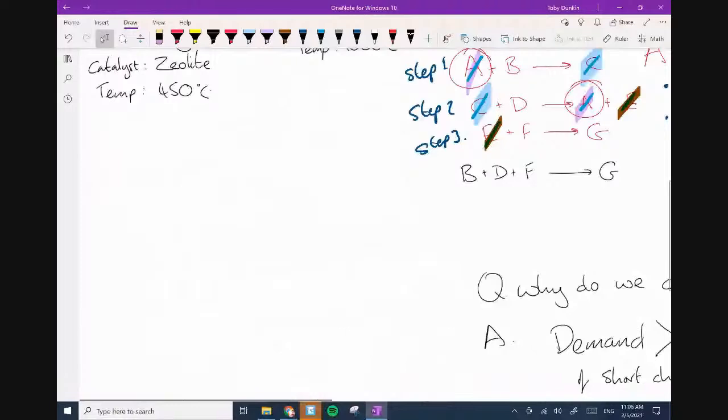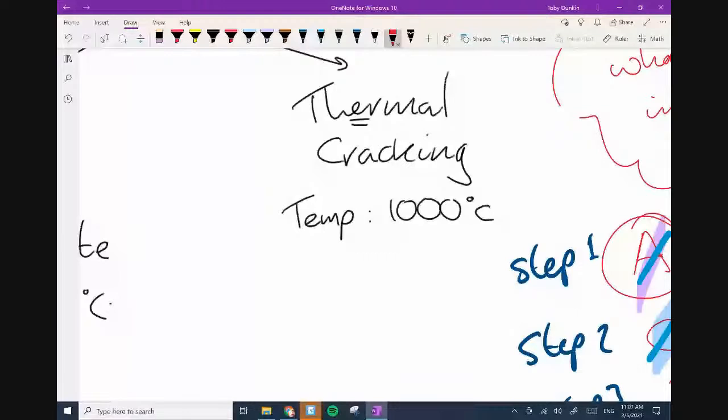Why do we do thermal cracking? The reason is the output, the products that we make from this is a high percentage of alkenes. What do we use alkenes for, Louis?